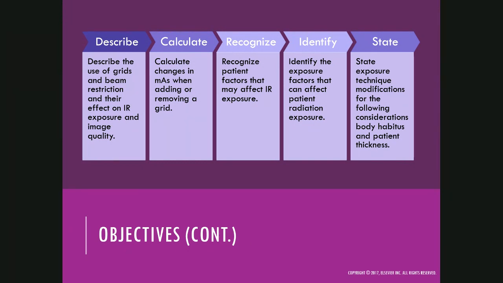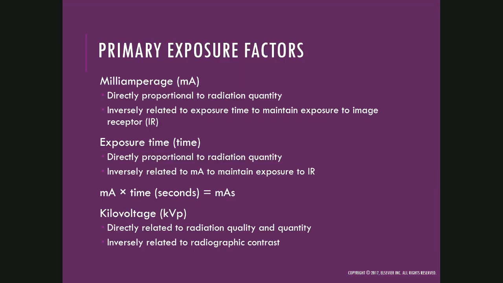Lots of objectives. Hopefully, whenever you look at those objectives, you see now why I did the scatter control chapter before I did this chapter, because you have to know about grids and you have to know about scatter production to understand technique. Okay, your textbook has this information broken down as primary exposure factors and secondary exposure factors.